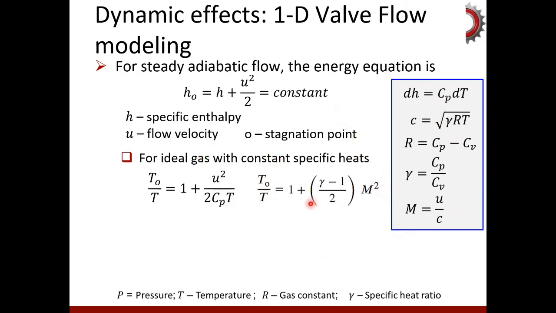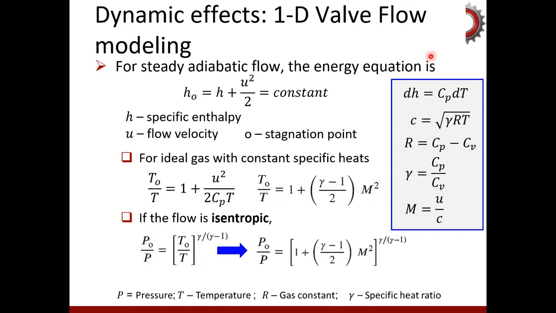The temperature ratio is a function of Mach number and gamma. And if the flow is isentropic, then we know that the pressure ratio equals the temperature ratio to the power of gamma divided by gamma minus 1. Accordingly, we can replace this temperature ratio in terms of pressure ratio and write it down like this. So the pressure ratio is a function of Mach number as well as gamma.